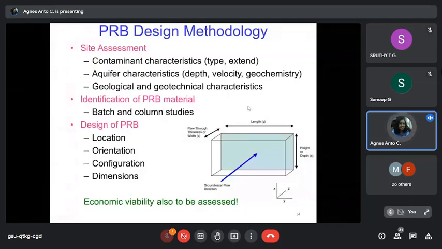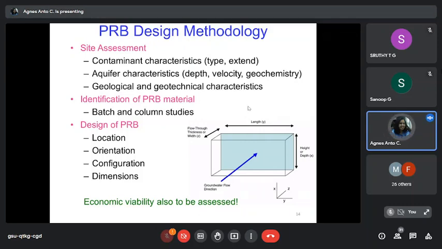Next, once you assess the site and you feel okay, PRB can be adopted here, then I have to think about what is the reactive material I'm going to fill in my PRB. So for identification of the material, as discussed earlier in the previous slide, we have to conduct laboratory tests, which are the batch test and column test. Based on the rate constant and the retention time, we select what is the material that can be used, and then we go ahead with the construction of PRB.